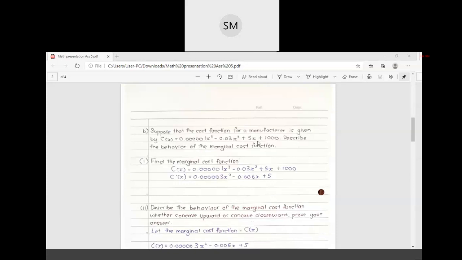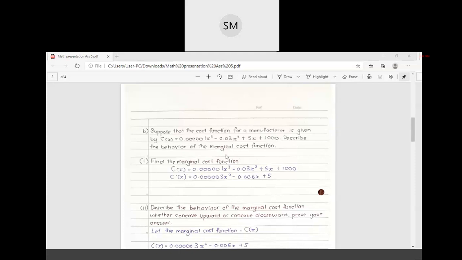Next, the question asks: suppose that the cost function for a manufacturer is given by C(x) = 0.00001 x cubed minus 0.003 x squared plus 5x plus 1000. They ask to describe the behavior of the marginal cost function. So what they ask us to find is the marginal cost function. As we know, the marginal cost function is the derivative of the corresponding total cost function.